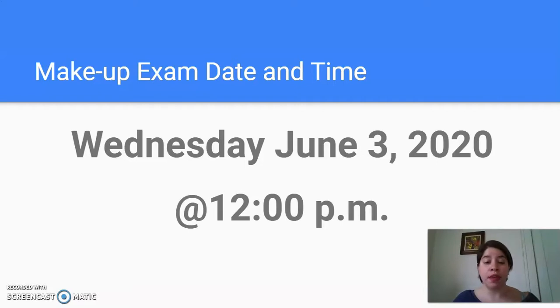Again, AP is probably going to want a legitimate reason as to why you can't take the test on its original date. So don't think that, oh, I'm not going to take it May 15th, I'm going to wait till June 3rd. That's not how it works. AP is very strict about how they do things, and they're going to want some sort of proof as to why you can't take the test on its original date. Okay, so do not plan on making up a test that you have access to on May 15th. This is just for emergencies only.